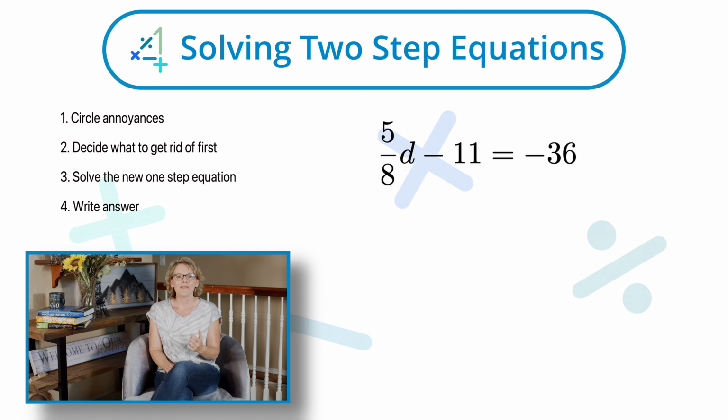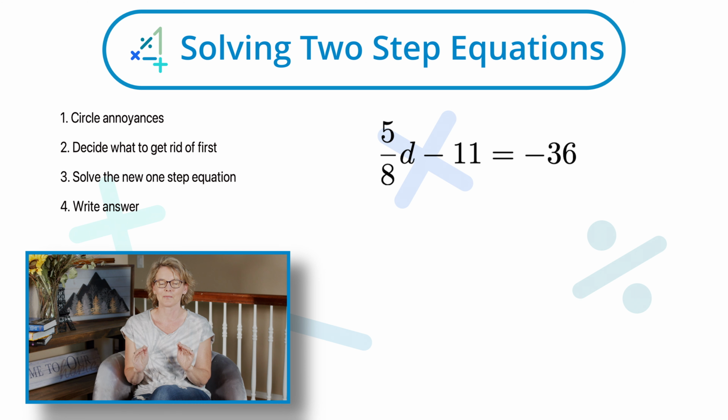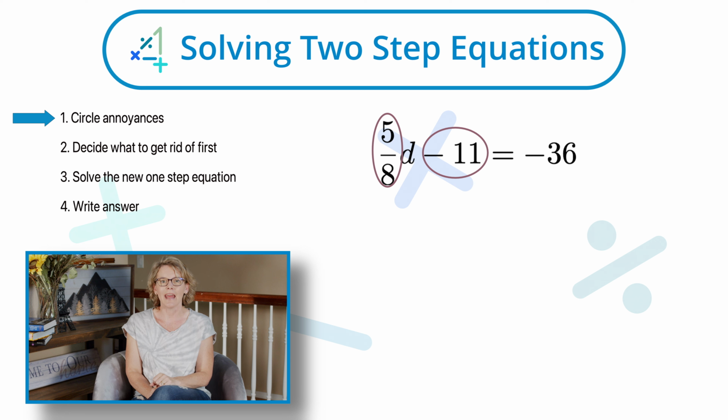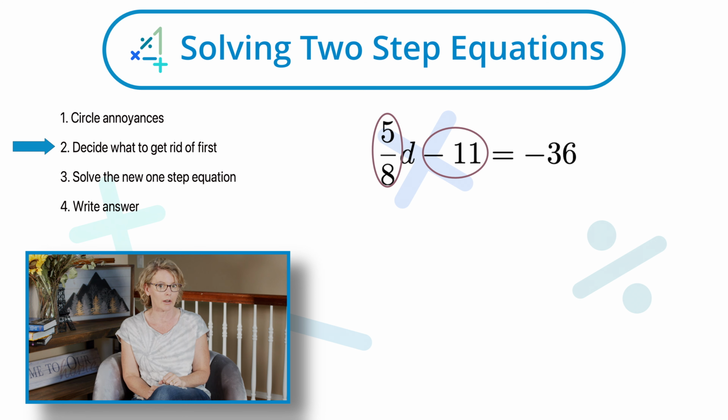The next example has a fraction in it, but we will not be scared away. Here it is. 5/8 d minus 11 equals negative 36. We have our recipe for success, so let's not freak out that it looks different. What's annoying my d? 5/8 circle and negative 11 circle. I will take care of the negative 11 first because that fraction bar is only next to the letter.